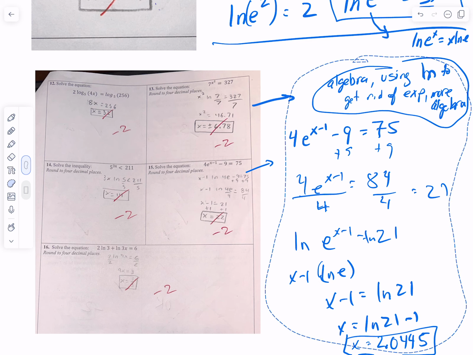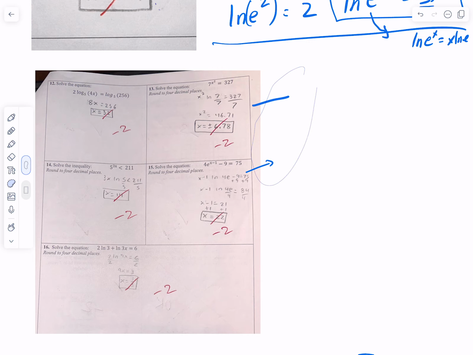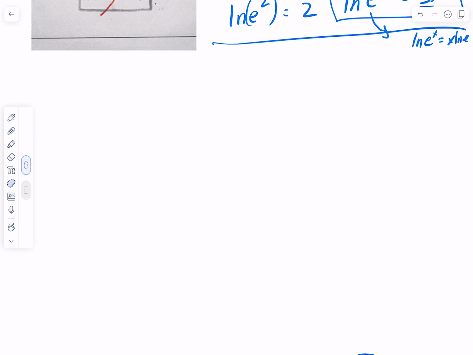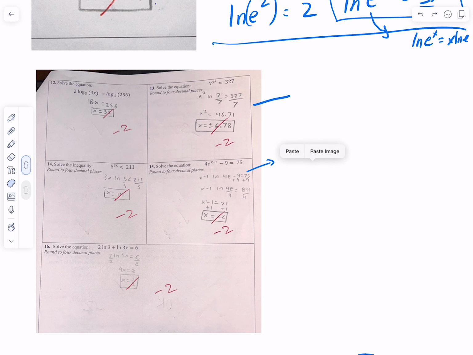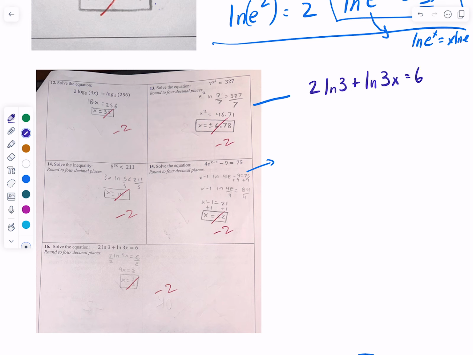And this last one's the same. Delete. Oh, undo. All right, boom. All right, let's go back to purple maybe. So now we've got 2 log 3 plus log 3x equals 6. Well, this we can calculate. Let's wait to do that calculation. Okay, so we get log of 3x equals 6 minus 2 log 3.